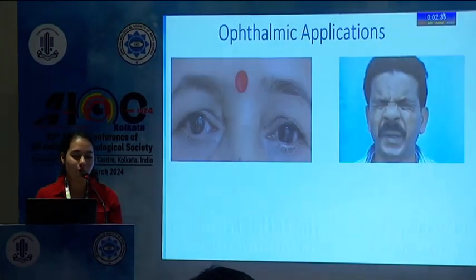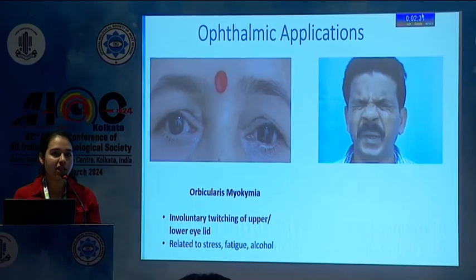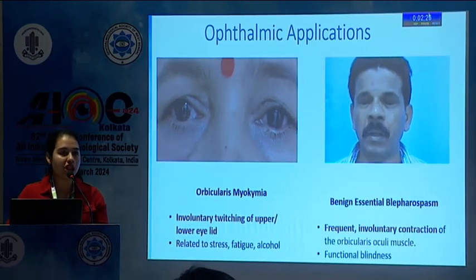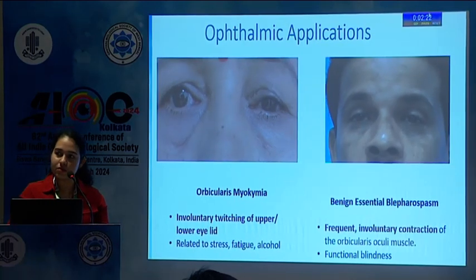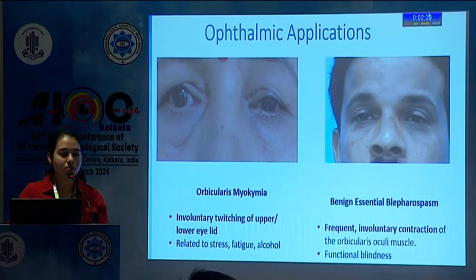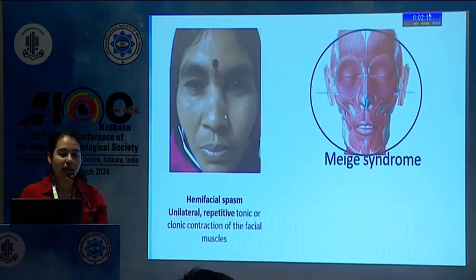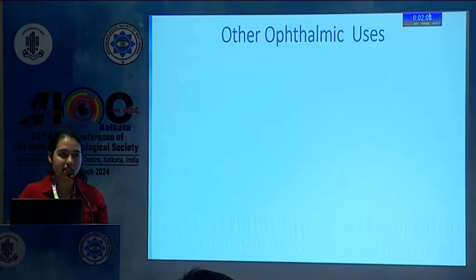So coming to ophthalmology, it can be used in orbicularis myokymia, which is an involuntary single-sided twitching of the upper lid, and also in benign essential blepharospasm, which causes functional blindness. Functional blindness, as the patient doesn't have organic blindness, but the patient is unable to open the eyes. So it leads to functional blindness. Correct. Also, in other facial dystonias like hemifacial spasm and Meige syndrome, it is used.